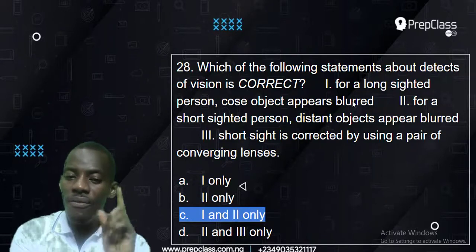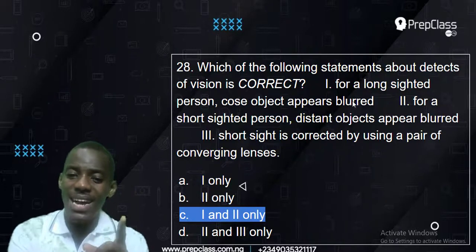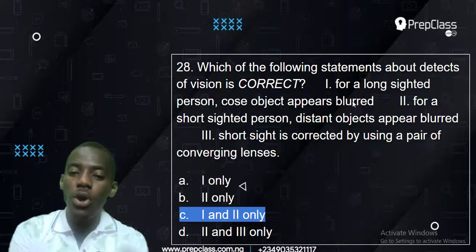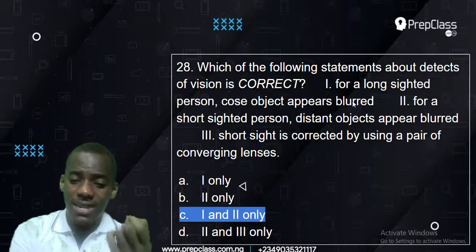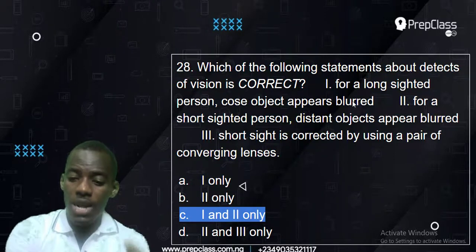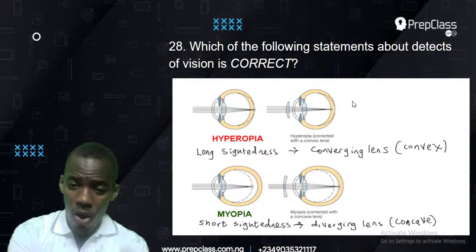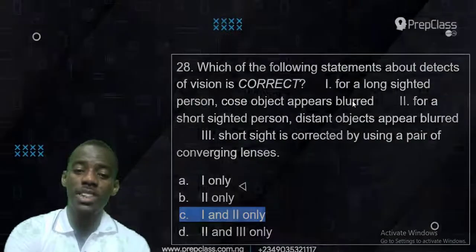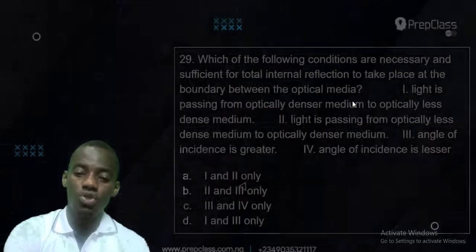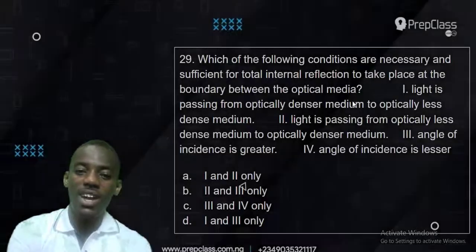But a converging lens for short-sightedness as a solution is wrong, because short sight uses a diverging lens, or a what? Or a concave lens. Can you see the picture? Or a concave lens. So that is the solution. That is the answer to number 28. It is 1 and 2. That is correct. So let's check out number 29.